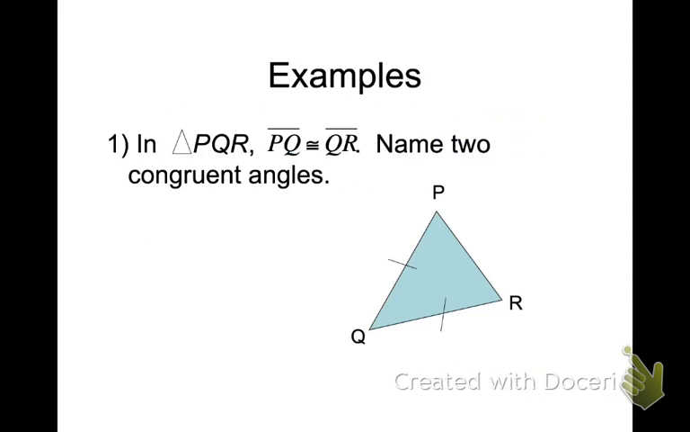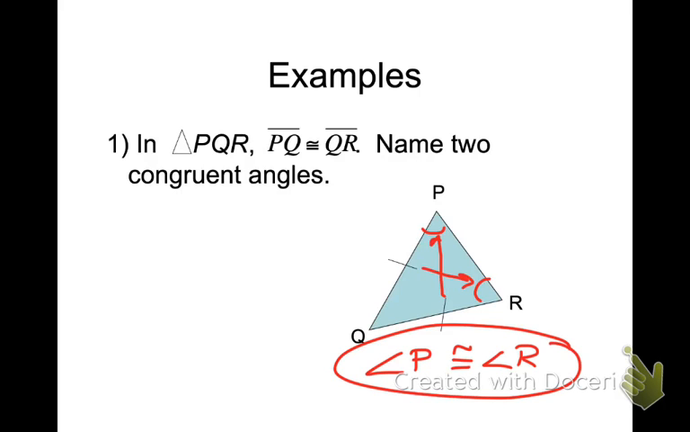Okay. So here are our examples. In triangle PQR, side PQ is congruent to side QR. Name the congruent angles. So if I go opposite of QR, that's going to put me at angle P. Opposite of PQ, it puts me at angle R. So angle P is congruent to angle R. Would be your congruent angles.